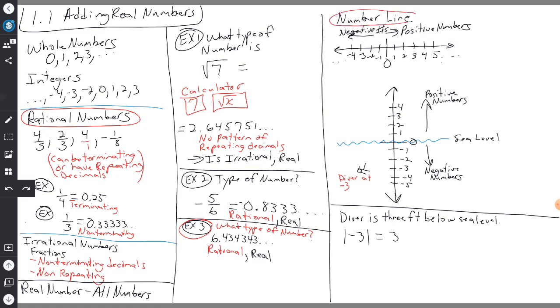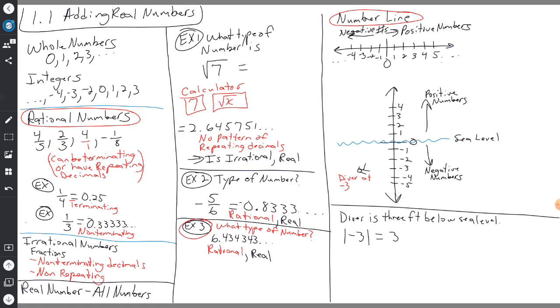Now here we're looking at a number line. The middle point is our 0 point, or starting point. To the right of the 0 on the number line are your positive numbers, starting with 1, 2, 3, and so on. To the left of that 0 are your negative numbers, -1, -2, and -3, and so on.